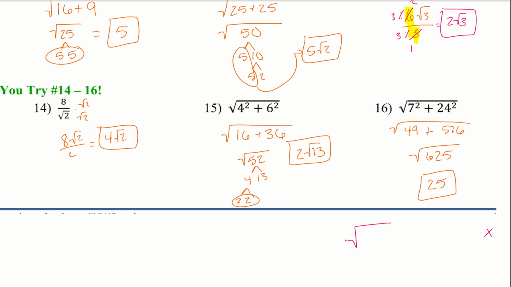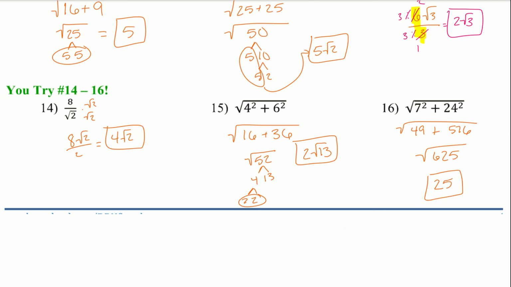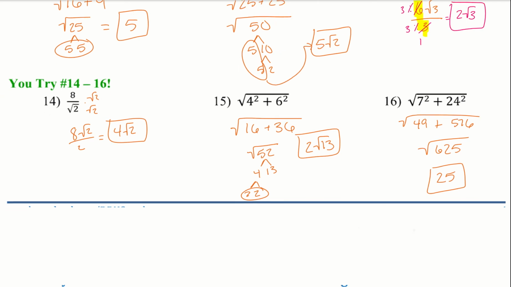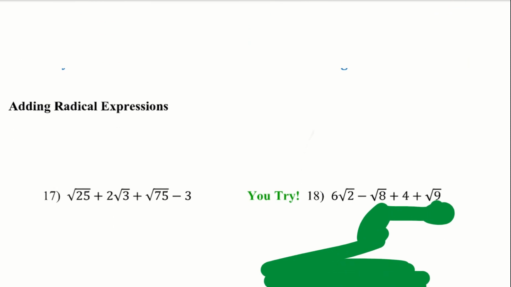And then I was able to see, oh, well, 25 goes into 625. But of course, you can always resort to your factor tree. Your factor tree will always work no matter how small or big it is. All right, let's go on to the last page.